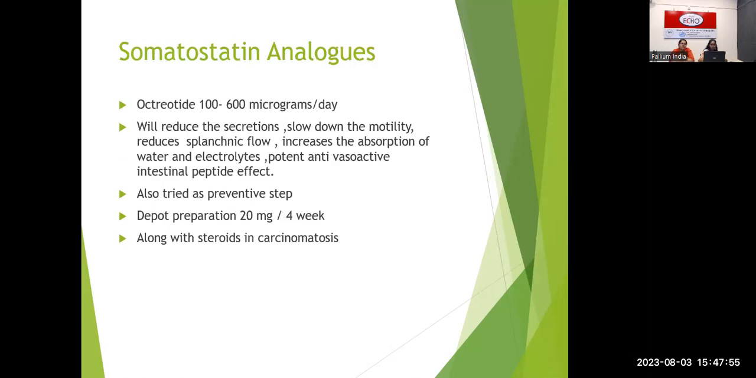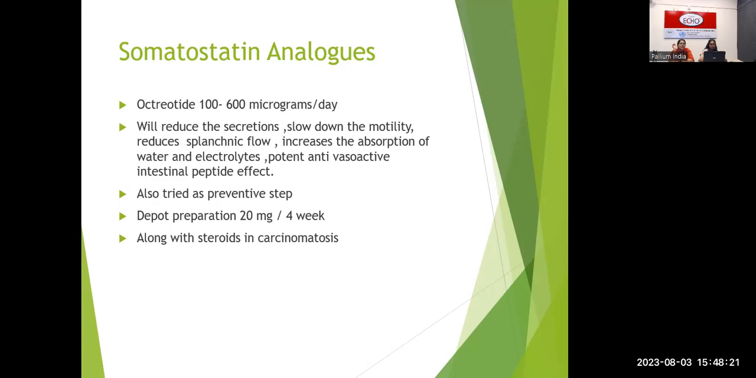Next thing is somatostatin analogs. Octreotide is very commonly used, 100 to 600 micrograms per day is the dose. It will reduce the secretion, slow down the motility, and reduce the splanchnic flow. It increases the absorption of water and electrolytes. It has a potent anti-vasoactive intestinal peptide effect.